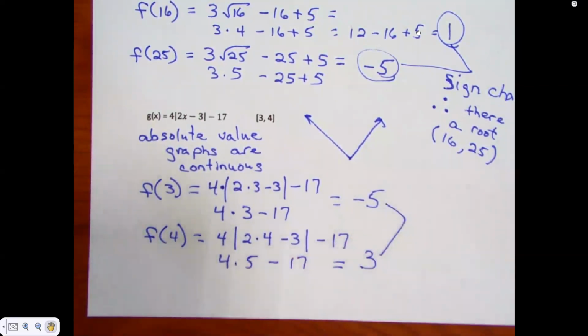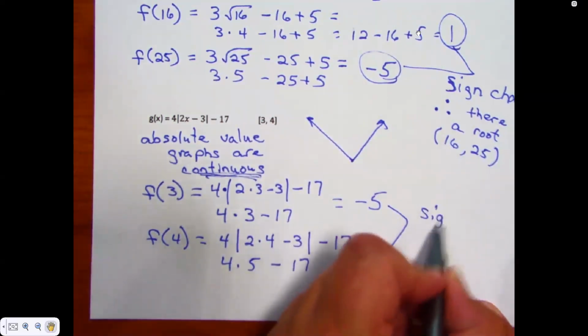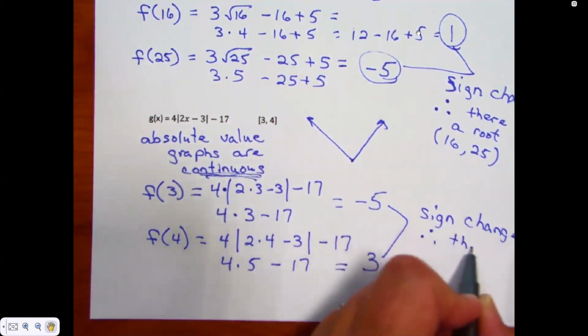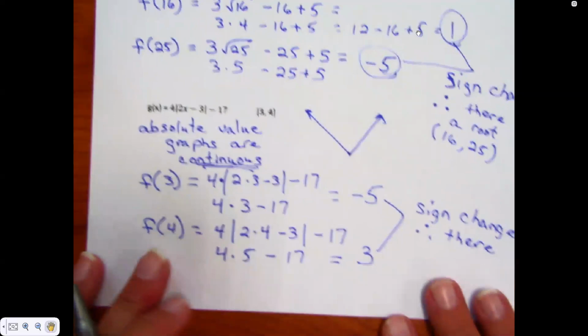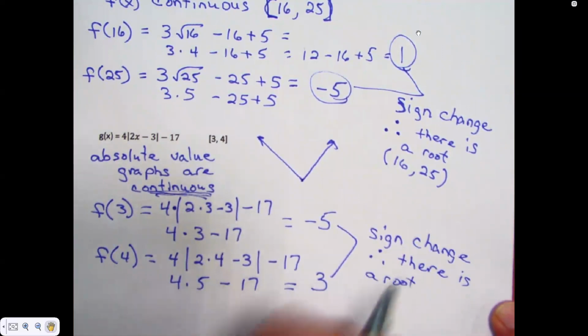What does -5 and 3 represent? The y values at the beginning and the end. So if the y value at the beginning was negative and the y value at the end is positive and it's continuous, I had to have gone through 0. There's just no other way. So I just say something like, hey, I did have a sign change. Therefore, there is not only a root, but specifically between 3 and 4, between my 2 numbers.